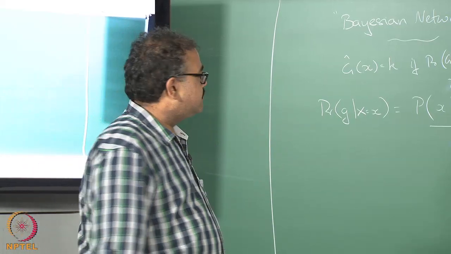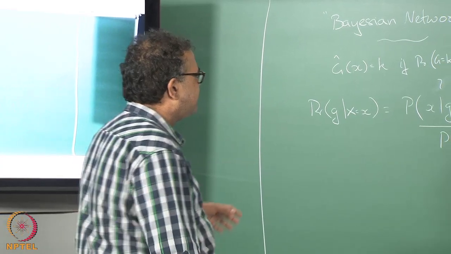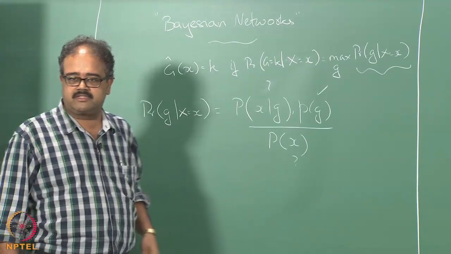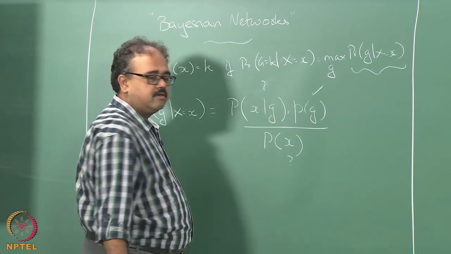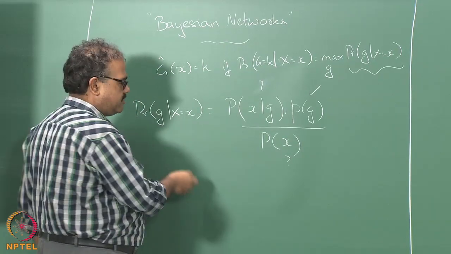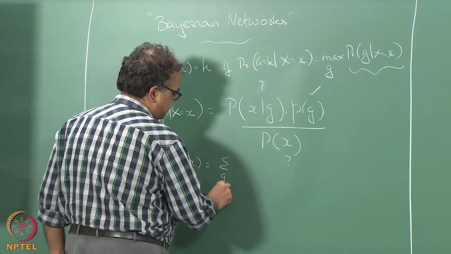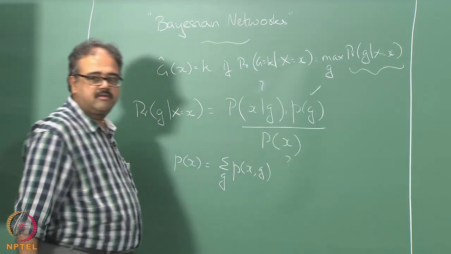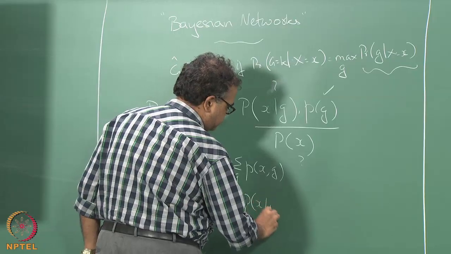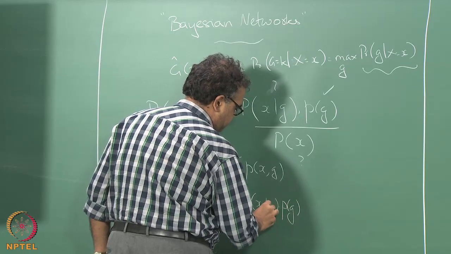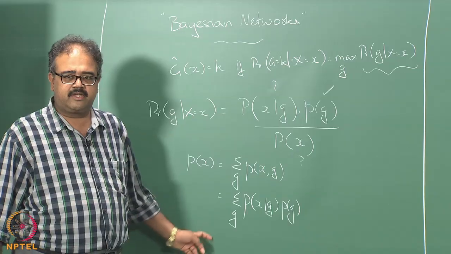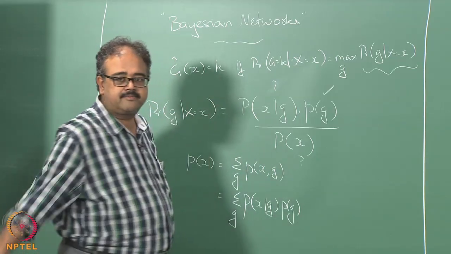Take it to be constant across classes for comparison. We don't need it, but in general, if you don't want to do the max, then this becomes a question. So how do I go about estimating this? So there is one way of doing this. So what is the probability of x? Let us essentially sum up the numerator for all possible g, so I get my denominator. So this I can do. So all we need to know is how to estimate that.